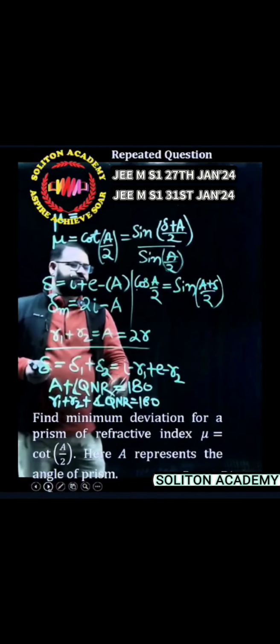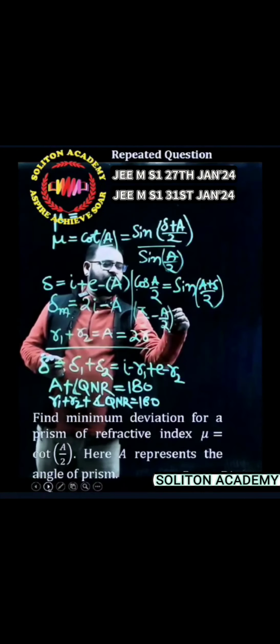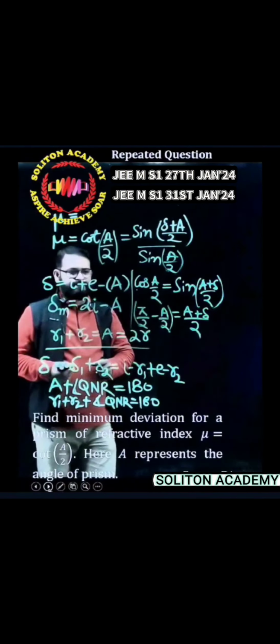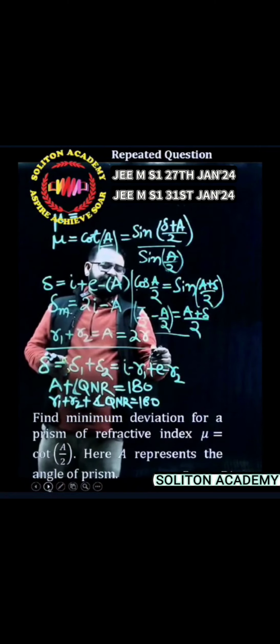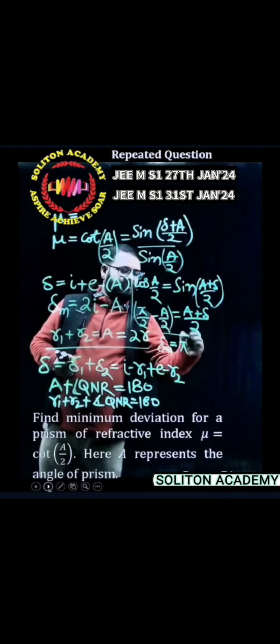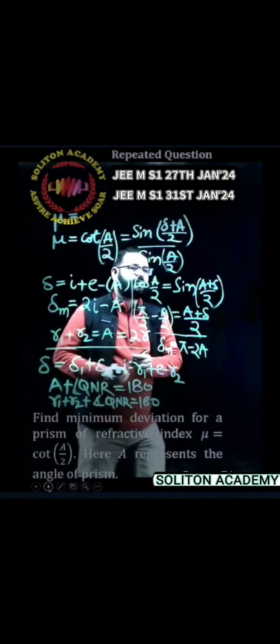Now rewriting this, we can clearly see pi by 2 minus A by 2 is equal to (A plus delta) by 2. Now solving, the angle of deviation is pi minus 2A. Thanks a lot for your attention.